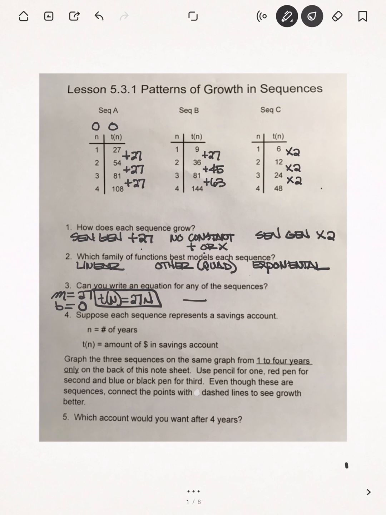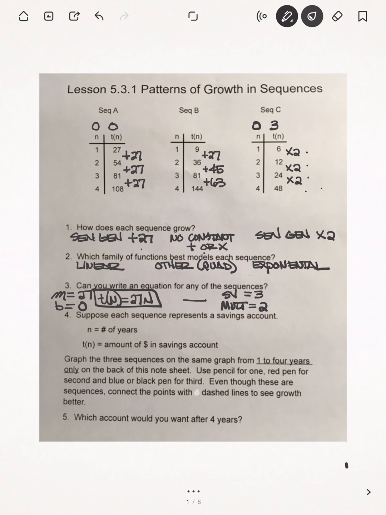Sequence C. Well, since it's an exponential function, instead of slope and y-intercept, we are going to find the starting value and the multiplier. The starting value I can't see, so it's kind of like finding b. I'm going to go backwards to 0. Since I am multiplying going this way, I'm going to divide going backwards. So 6 divided by 2 is 3. So my starting value is 3. My multiplier, I can see right here, I am multiplying by 2 each time. So that is my multiplier.